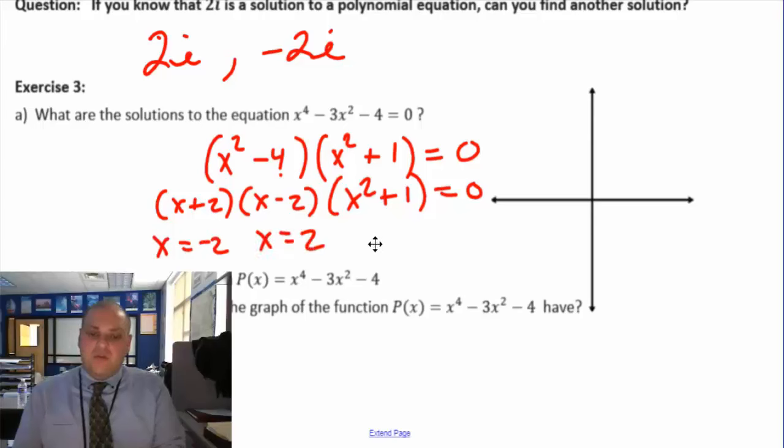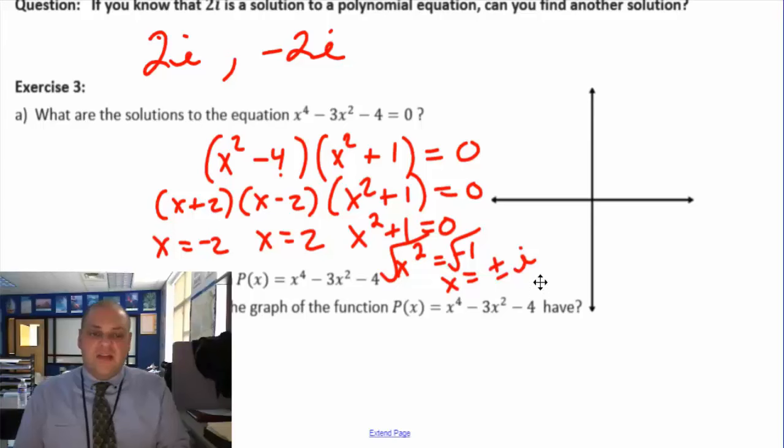And then this is x squared plus 1 equals 0. Subtract 1 from both sides, and then take the square root. Square root of negative 1, plus minus i. The radical negative 1 is just i, and of course you took the square root, so it's plus minus. Sketch a graph of this right here.